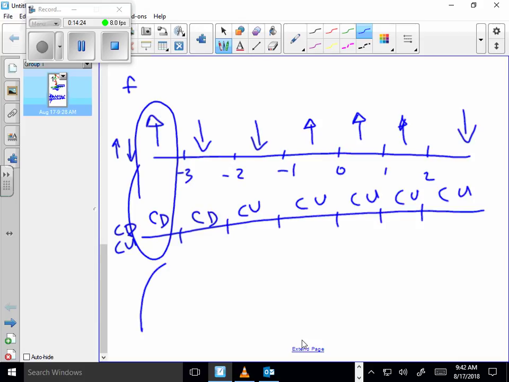As x heads towards infinity, where are the y values headed? So maybe this, or maybe this. This is all about a horizontal asymptote. As x values head towards infinity, the y values are going towards 0. Okay.